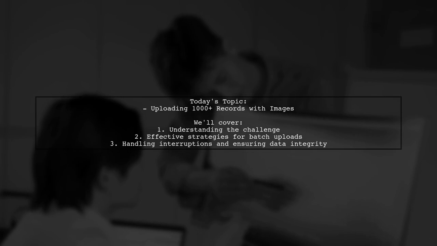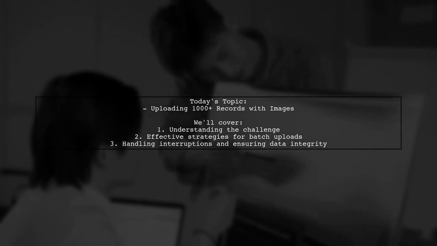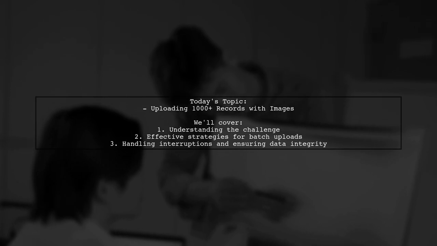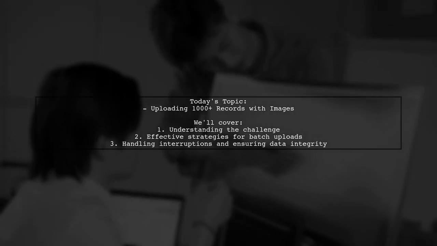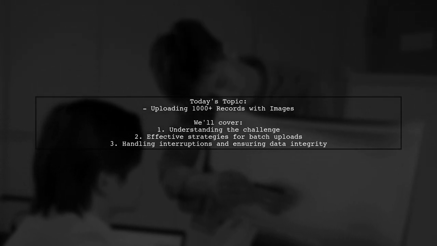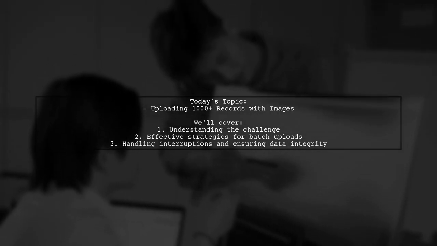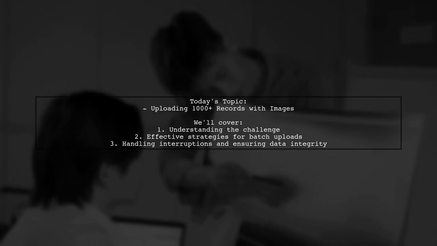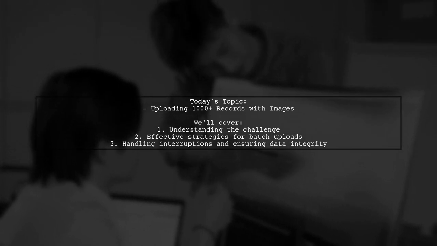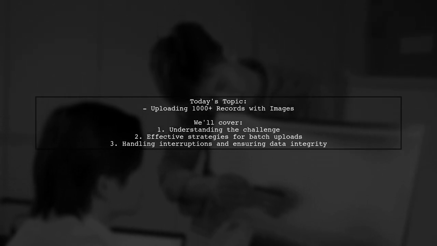Today, we're tackling a challenge that many app developers encounter. Our viewer asks, what is the best approach to upload over 1,000 records to a server, especially when each record includes images from an iOS or Android app? This situation arises when an app operates offline, creating numerous records and images that need to be sent to the server once connectivity is restored. So, how do we ensure that all these records are uploaded efficiently while also handling any interruptions or API failures along the way? Let's dive in.